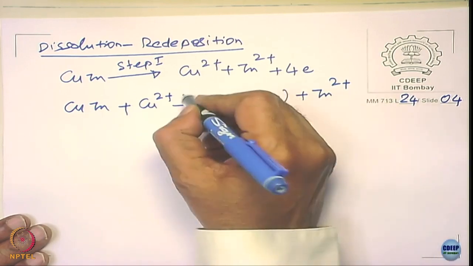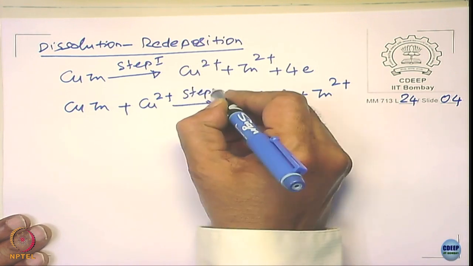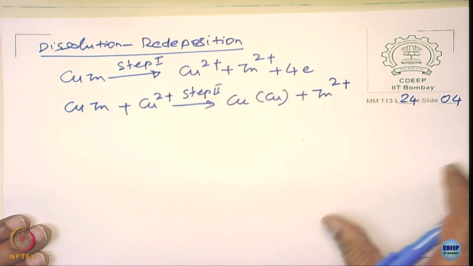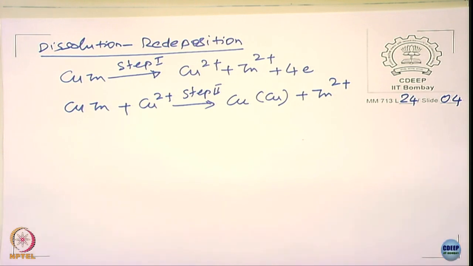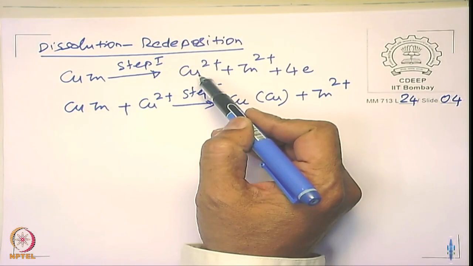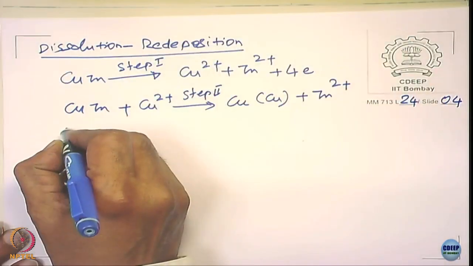So, this is your step 2 process. So, this zinc 2 plus is in the lattice of the alloy. Copper 2 plus is in the solution. It's occurring in a solution. Yes. See, I put it pictorially like this.